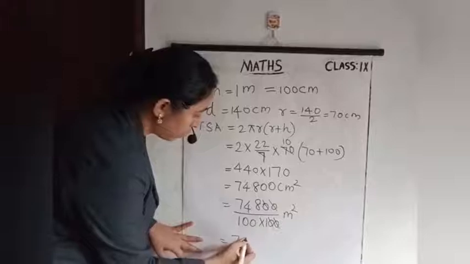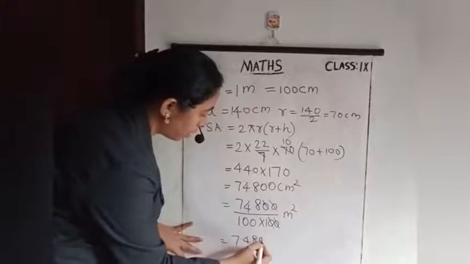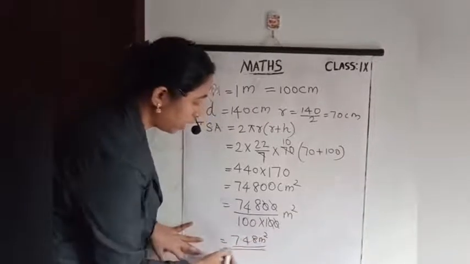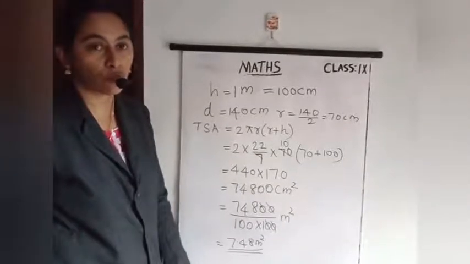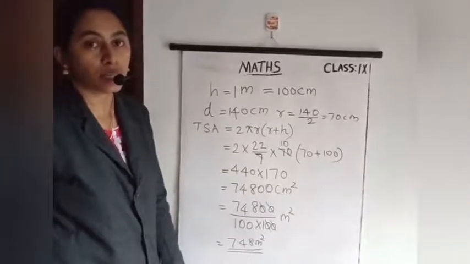So this is 7.48 meter square. So we need 7.48 meter square metal sheet for making the given cylinder.